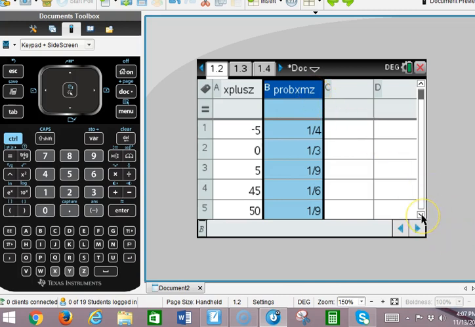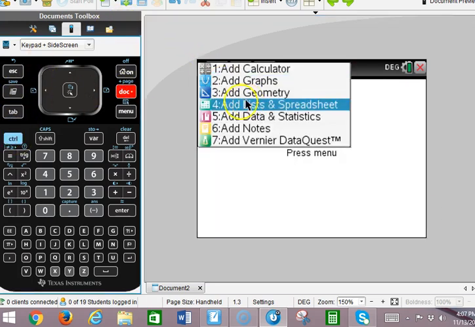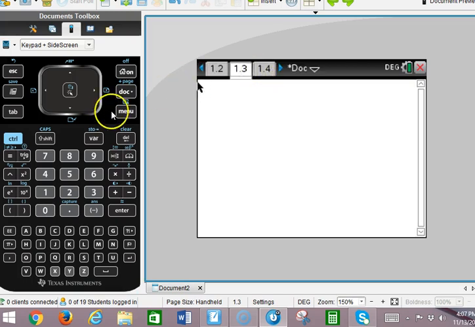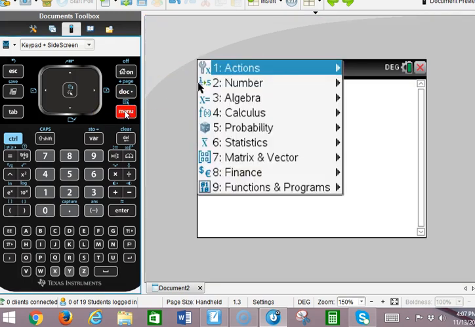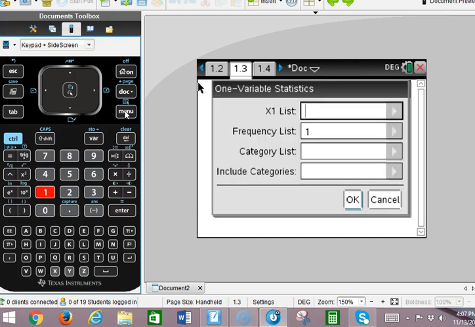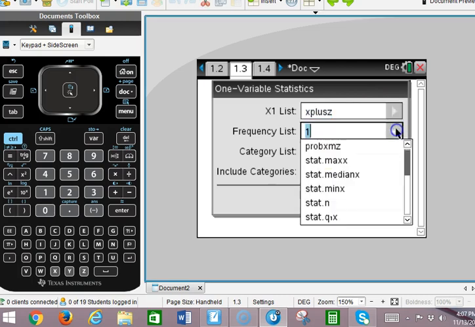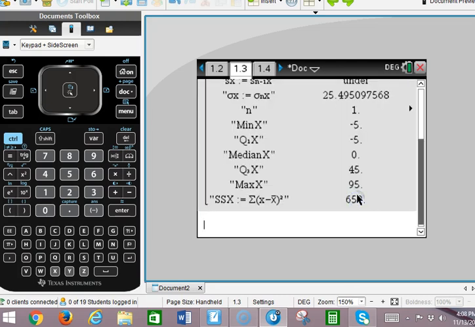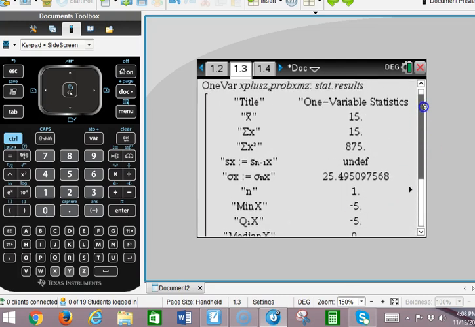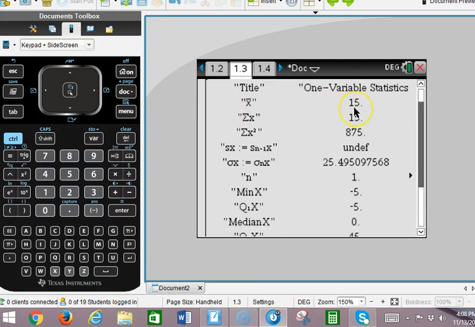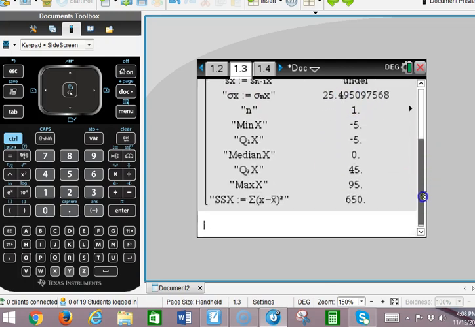So when I do this on my calculator, then I'm going to go to a calculator page. And then I'm going to do menu 611, which is one variable stats. This is one list of data. My x list is x plus z. My probability was the probability of xmz. I wrote the wrong thing there. And so here we have my values here. So the ones I'm looking at is x bar. That's the expected value or the mean. The sigma, 25.495. And then the variance, which is 650.